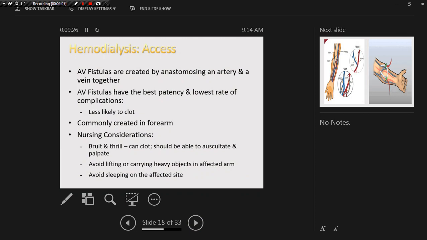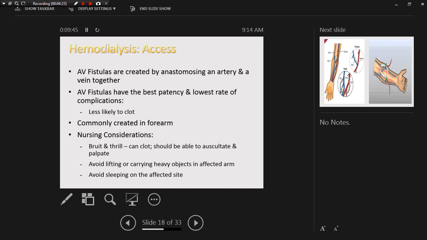All right, so let's talk about AV fistula. I think we did talk about this in class, but again, it won't hurt. We know that this is the most common type of long-term dialysis access. Okay, it's usually going to be seen in a forearm, but it sometimes can be seen in the upper arm or maybe in the leg.